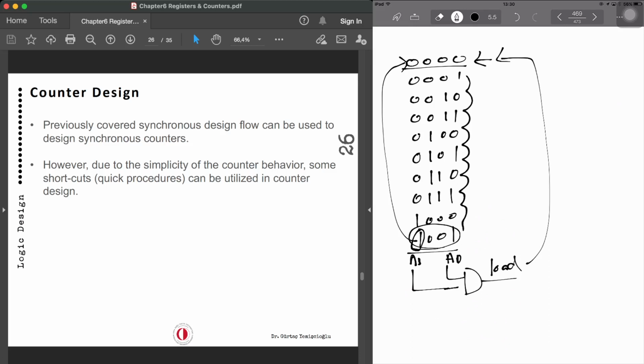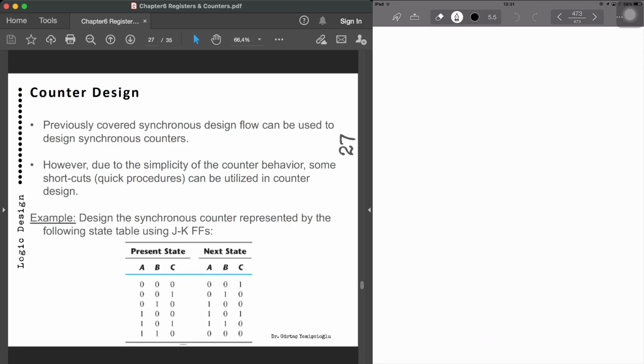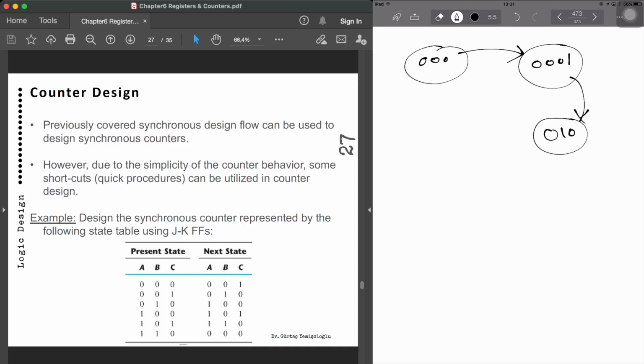So, for example, if we want to demonstrate a count with a JK flip-flop, let's say we have this example. The present state is given, the next state is given. So 0, 0, 0 goes to 0, 0, 1. Then 0, 0, 1 to 0, 1, 0. Then 0, 1, 0 to 1, 0, 0. You can skip sequences. That's not a problem.